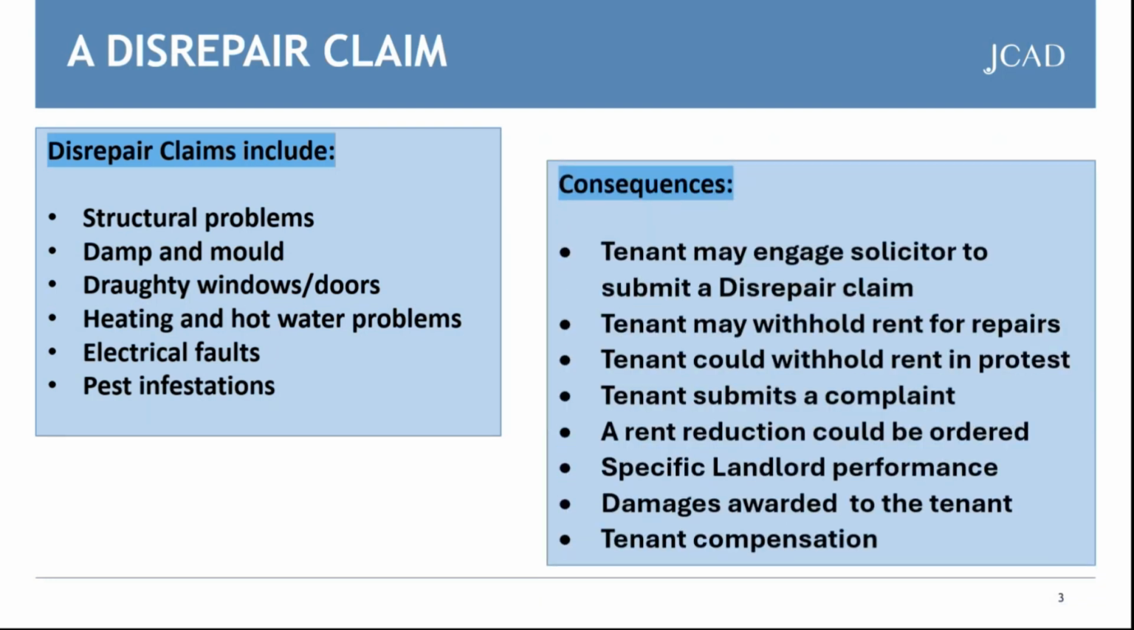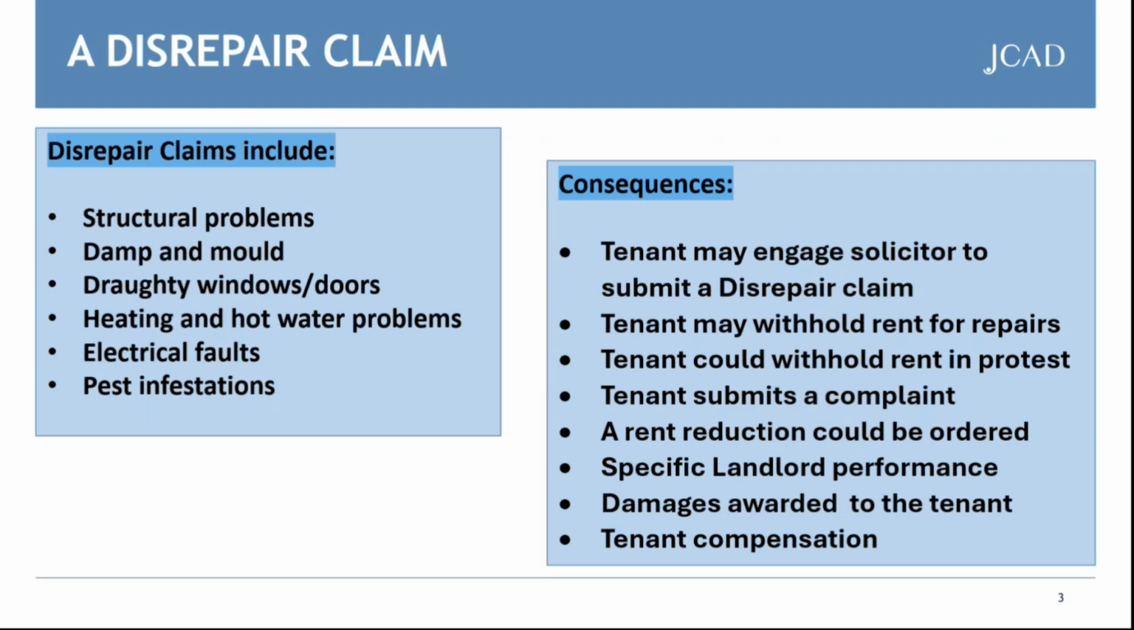And if the landlord does fail to address any of these reported repair issues, then tenants have various remedies. So firstly, they'll engage a solicitor to submit a disrepair claim. They may withhold paying rent to you as a landlord and then use that money to repair themselves or pay for repairs through private contractors. But that rent money would then be held in an account and they would use it from there. Or they might take it on themselves to withhold the rent in protest to try and force you to carry out repairs.